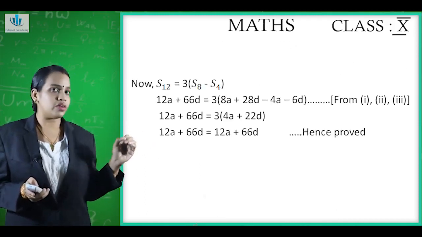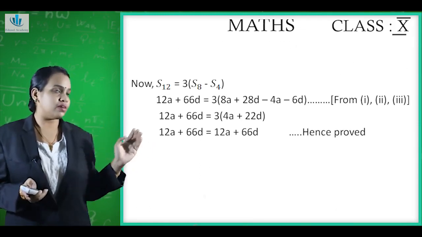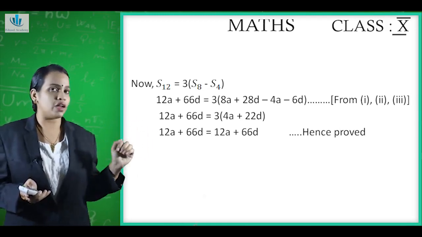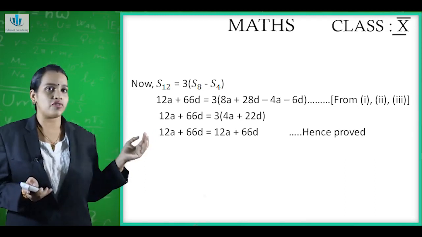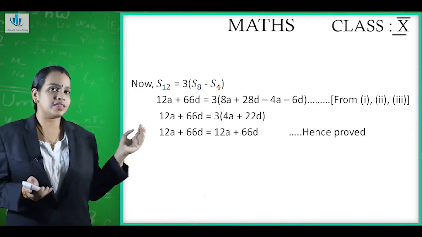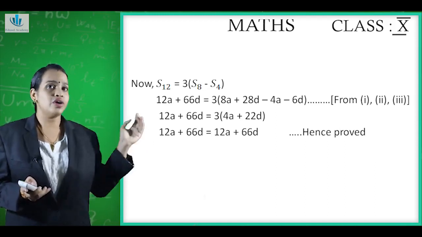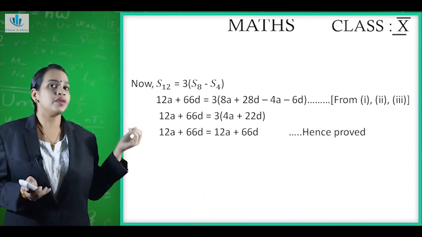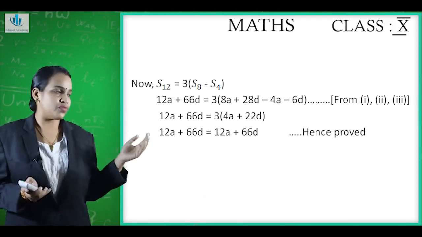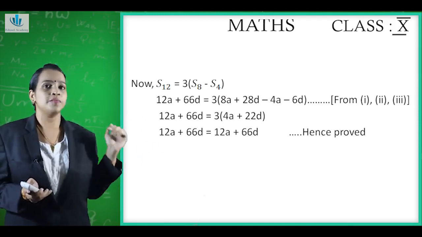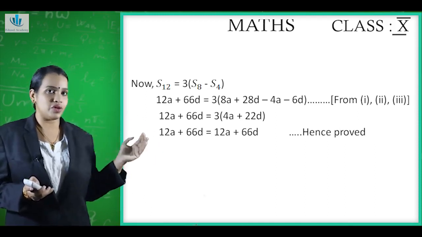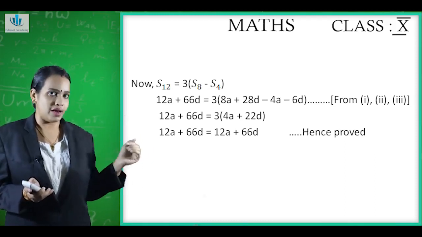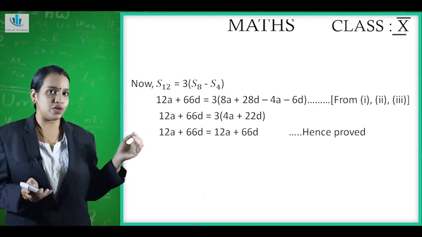Now we have to prove S12 is equal to 3 times of S8 minus S4. Now we have already got the values from equation 1, 2 and 3. So we will put the values over there. So S12 we have got from equation 1, it is 12a plus 66d is equal to 3 into S8, which we got from equation 2, that is 8a plus 28d, and S4 we have got, that is minus 4a minus 6d. Now we will solve it. 12a plus 66d is equal to 3 into 8a minus 4a, it gives 4a, plus 28d minus 6d, it gives 22d.